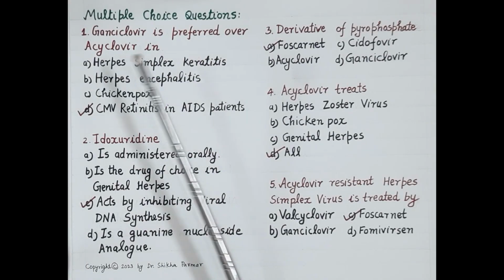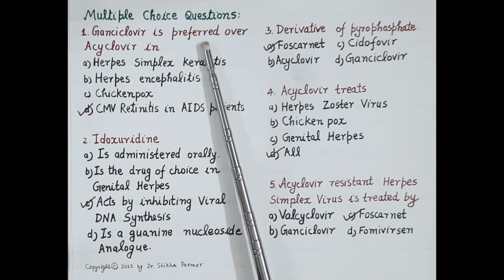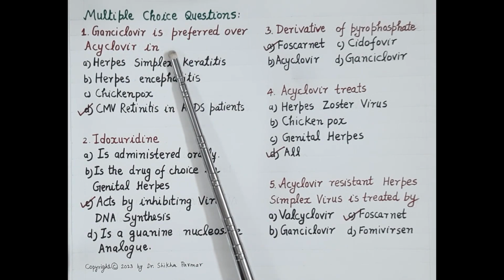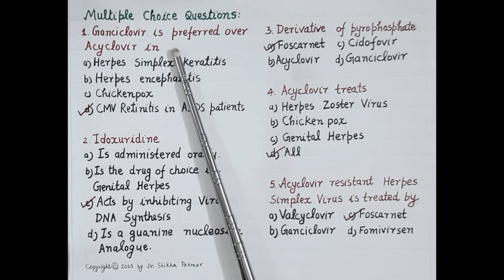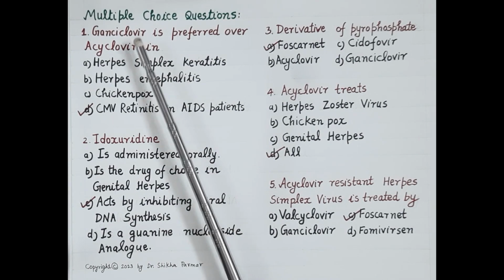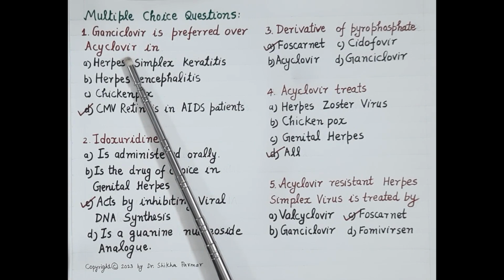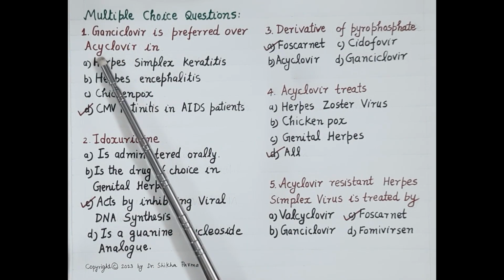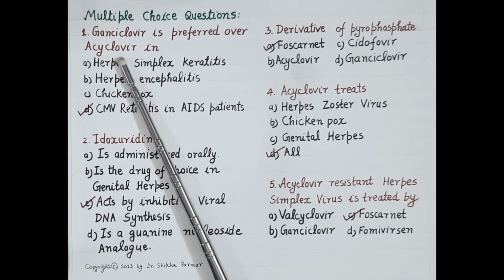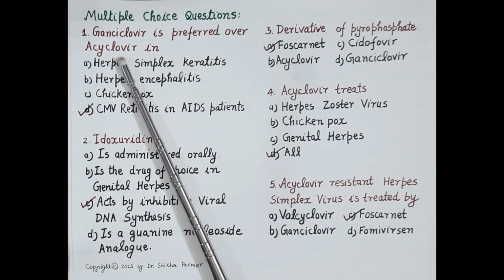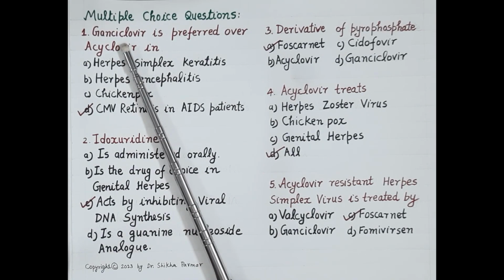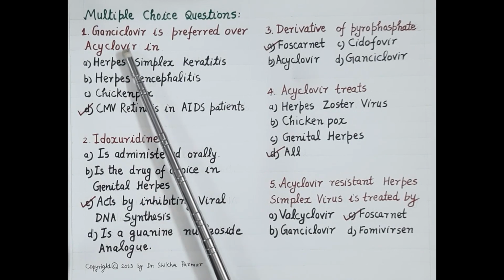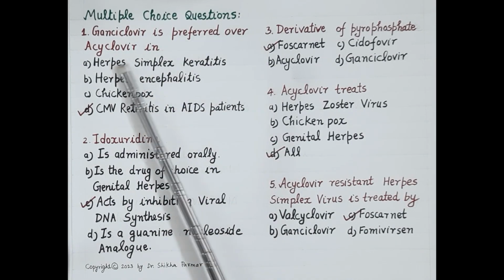Now, the first question, Ganciclovir is preferred over Acyclovir in. Now, here we should know the clinical uses of Ganciclovir and Acyclovir. Now, from whatever we have studied, we have come to know that Acyclovir is used for the treatment of herpes simplex virus infections and varicella zoster virus infections, whereas Ganciclovir is used in the treatment of cytomegalovirus infections. So, this we know. Now, let's see what are the options.